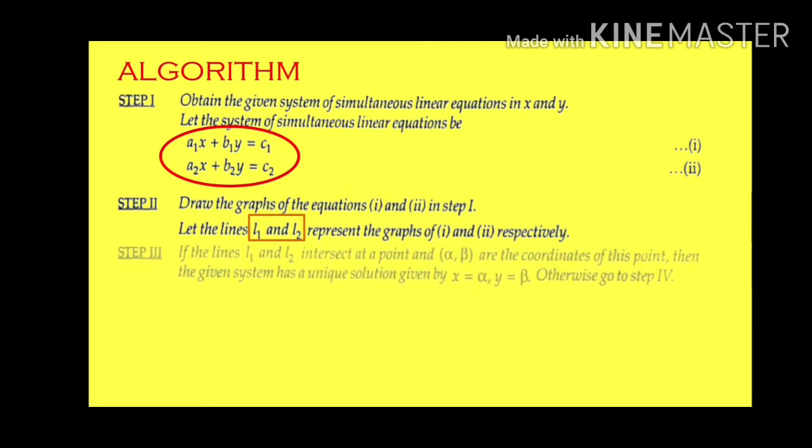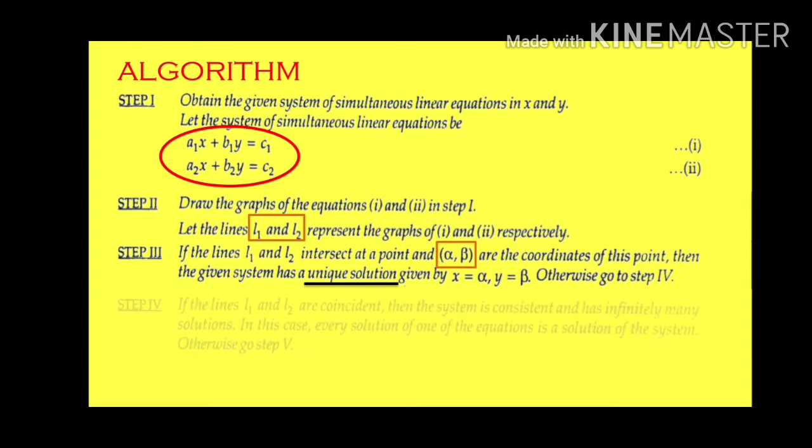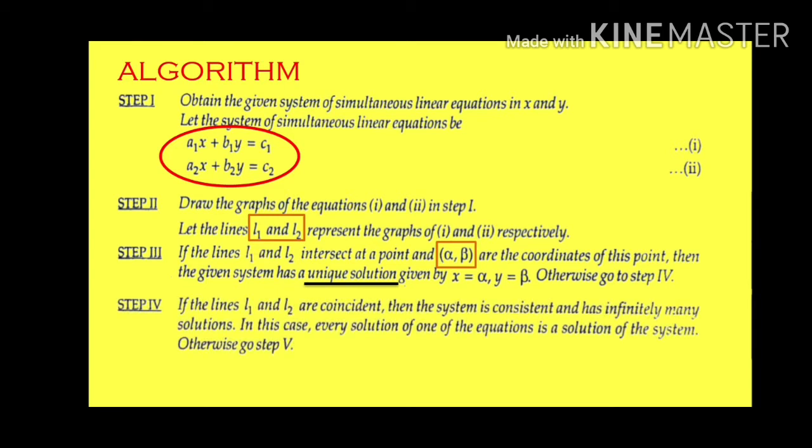In the third step, we see if the lines L1 and L2 intersect at a point, let it be (alpha, beta). Then we can say x equals alpha, y equals beta is a unique solution. Alpha, beta will be the unique solution for the system of equations only when they intersect. Suppose they don't intersect, now they may be coincident. So if lines L1 and L2 are coincident, meaning one upon the other, the system will have infinitely many solutions. That means every solution of one equation is a solution of the system.